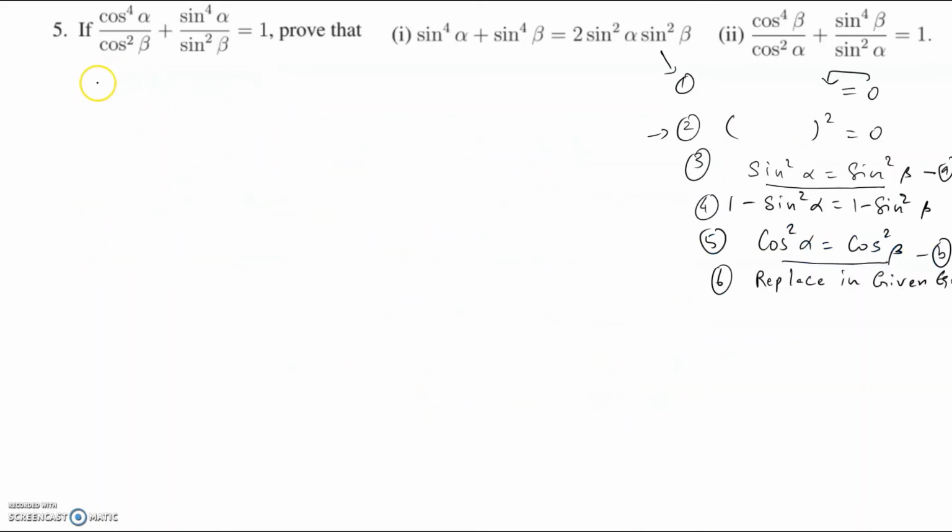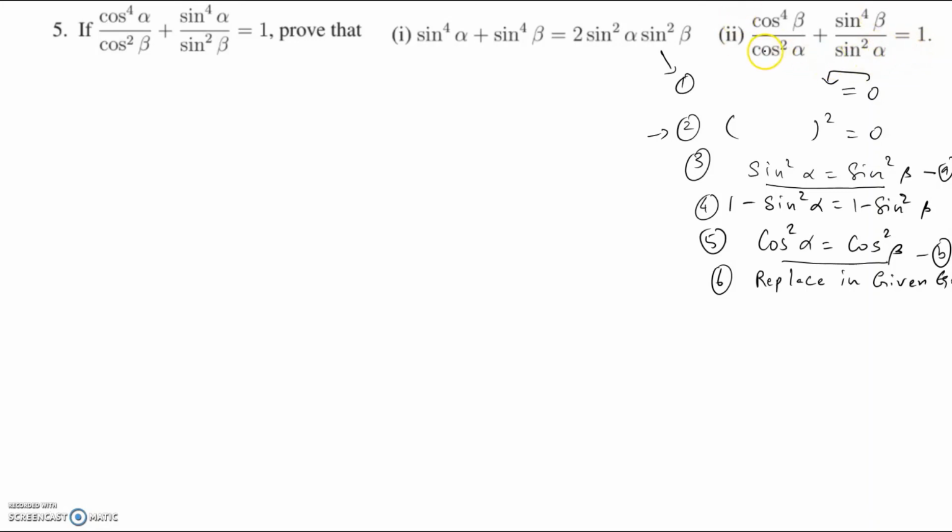Question number 5. If cos to the power 4 alpha by cos squared beta plus sin to the power 4 alpha by sin squared beta is equal to 1, prove that the first condition, we already proved. We have to prove the second condition here, which is cos to the power 4 beta divided by cos squared alpha plus sin to the power 4 beta by sin squared alpha is equal to 1.